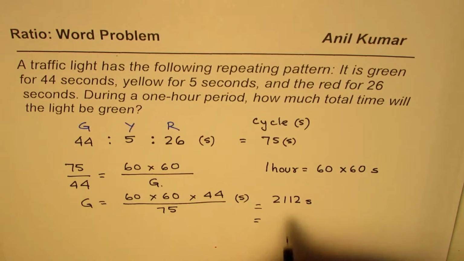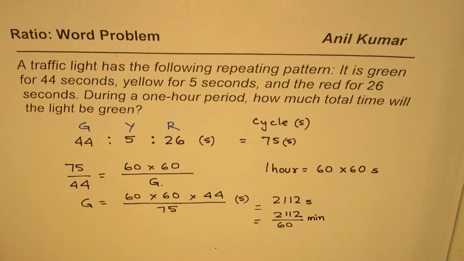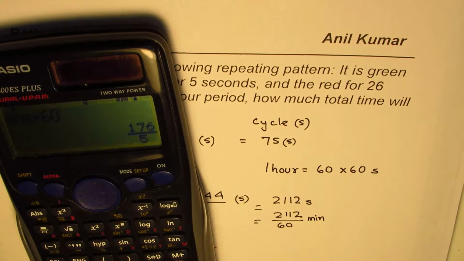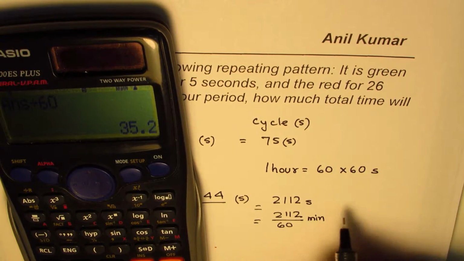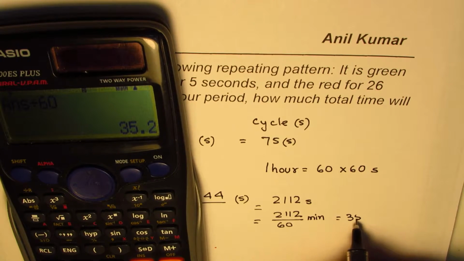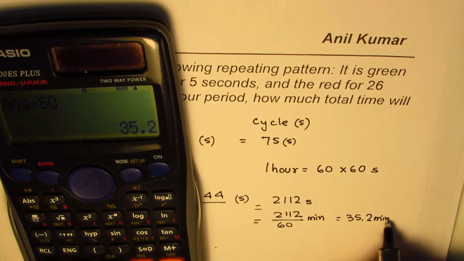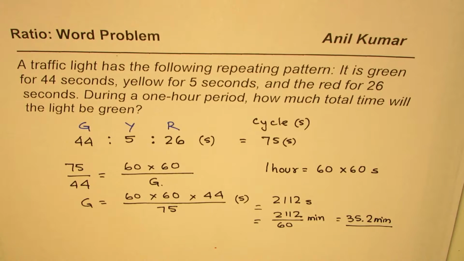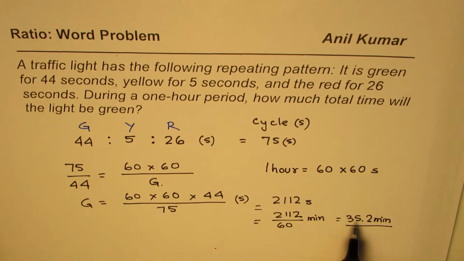We could also write this as 2112 divided by 60, the time in minutes. In 1 hour, so many minutes. It makes sense, right? So we divide this by 60 to write it in minutes, which is 35.2 minutes. So that is approximately 35 minutes. That is the time green will be on in an hour's time.